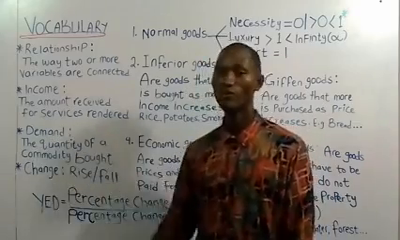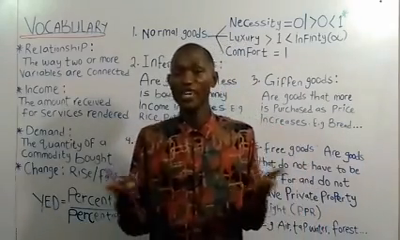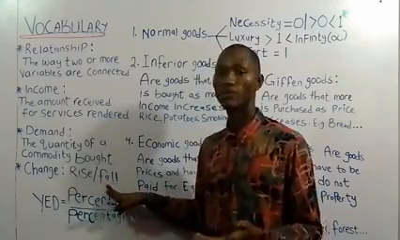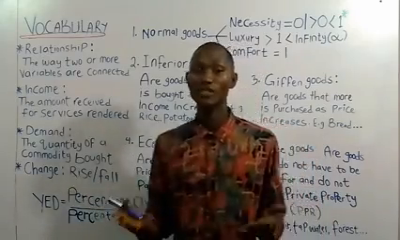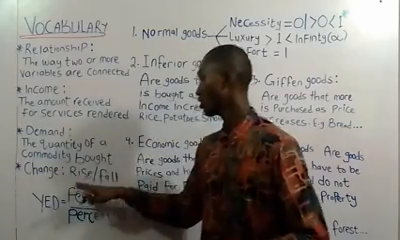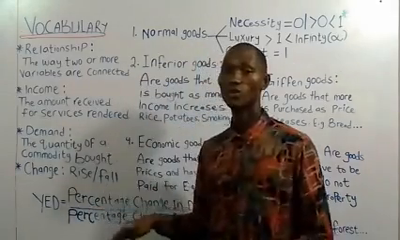And lastly, we have change. Variables change. And that change could be rise or fall. So income as an example of variable could rise or fall. So another word for rise is increase, while another word for fall is decrease.